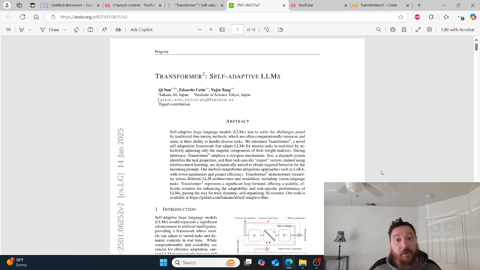It's been a while since I've done a video on a research paper, because it has been a while since a research paper has caught my eye. But this particular research paper has caught my eye for a few different reasons. This paper is called Transformers2 Self-Adaptive LLMs, and it's put out by Sakana AI, as well as the Institute of Science of Tokyo, Japan. And this paper caught my eye very specifically because of who put it out, Sakana AI.